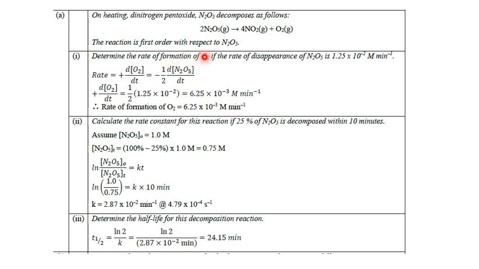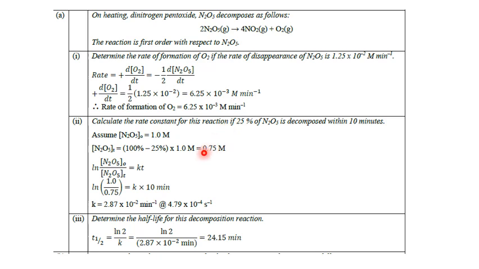For formation, the product is positive and the reactant is negative. So this is the rate equation. And then the rate of disappearance is given. Write down the rate equation, substitute, and then you get the answer, and then make the conclusion. Don't forget to make the conclusion. Rate of formation of oxygen is, and don't forget the unit, molar per minute.